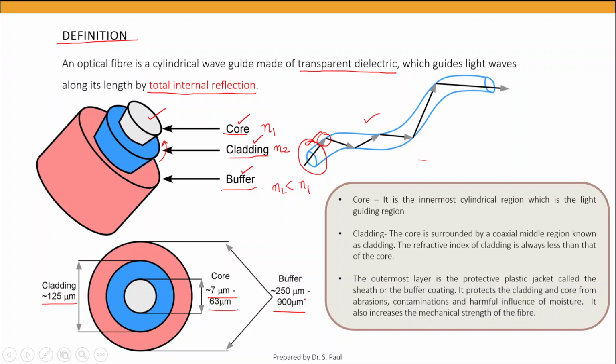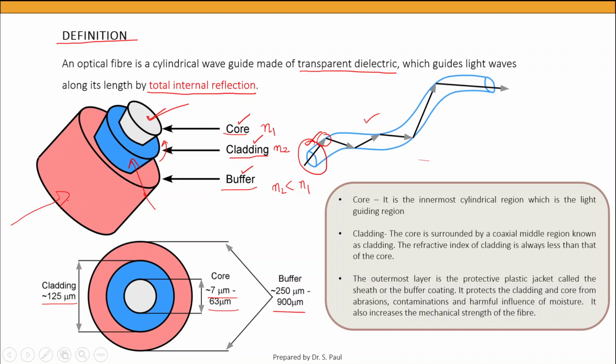Now we can summarize that the core is the inner light carrying region. Cladding is the middle layer which serves to confine the light to the core. And lastly, the buffer encloses the core and the cladding, which protects the fiber from physical damage and environmental effects. So this is all about the structure of the optical fiber.